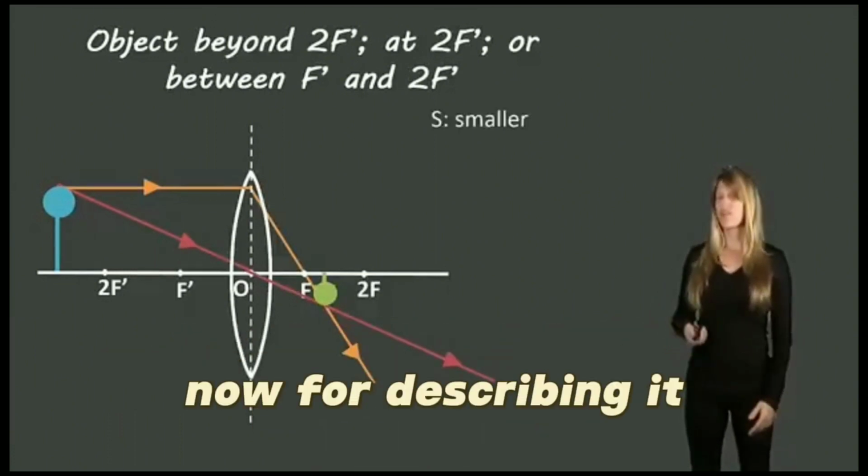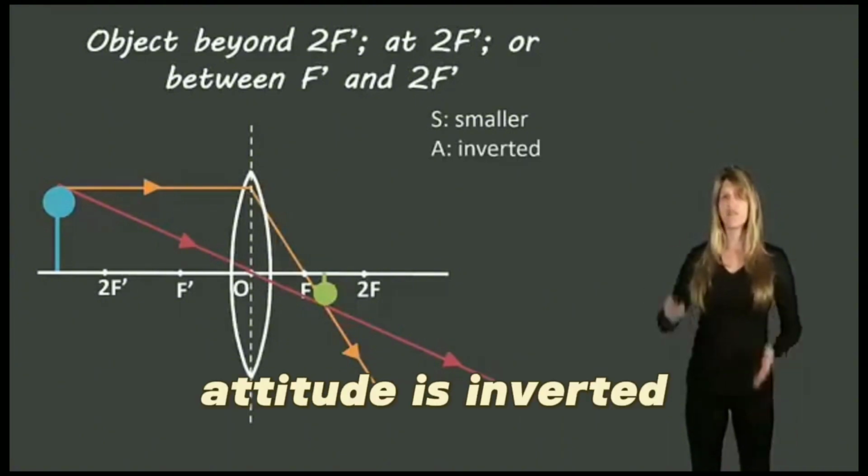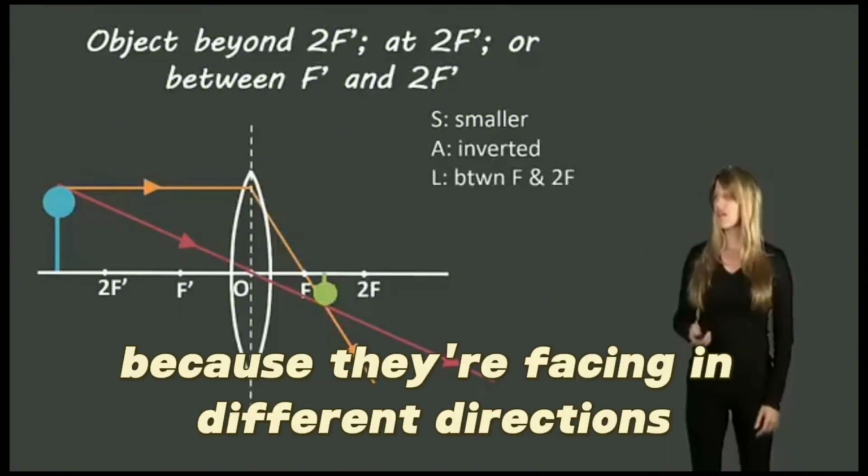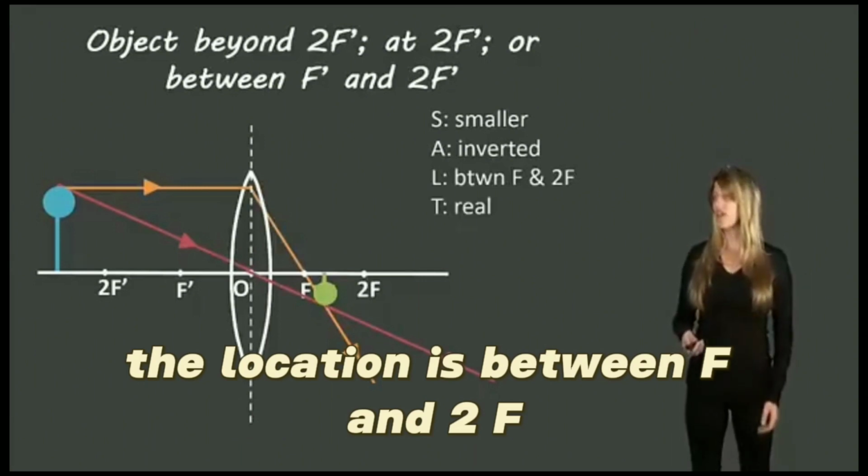Now, if we're describing it, for the size, it's smaller. The attitude is inverted because they're facing in different directions. The location is between F and 2F, and the type is real.